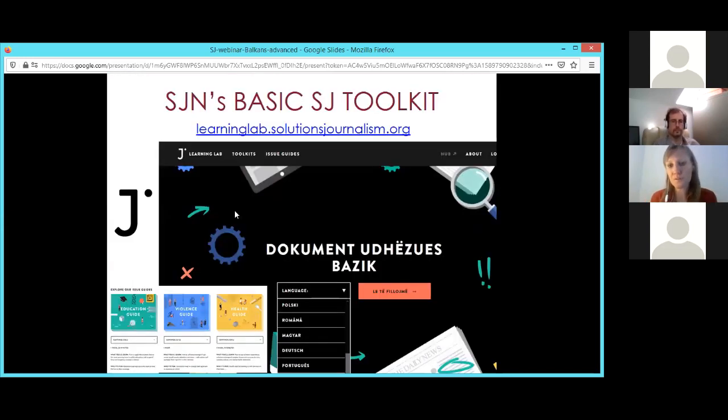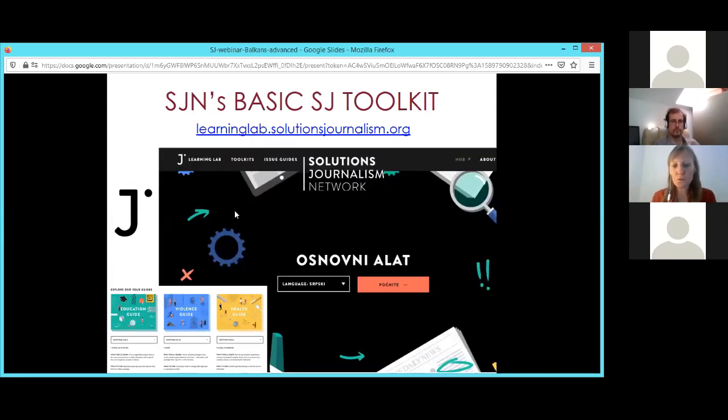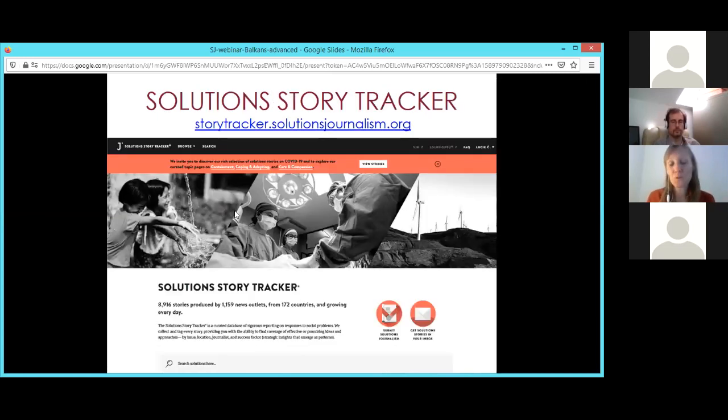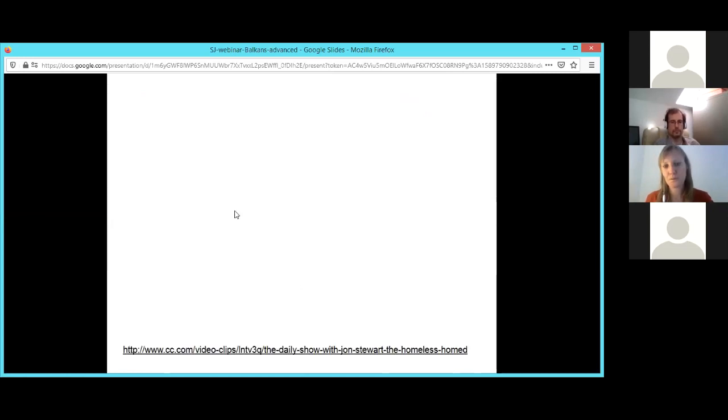And I will only stress quickly the toolkit. Again, it's a must-read. It's a really useful tool. Now we have it in Serbian, in Bosnian, and also in Albanian. There is a Polish, Russian, Hungarian version, whatever you prefer. Czech one, and English. And Solution Story Tracker, that's a gold mine of stories that have been read, have been approved as solution stories by people from Solution Journalism Network. And for your research to check what is being actually done about the particular problem and who has written about it already. That's a really important source for you.